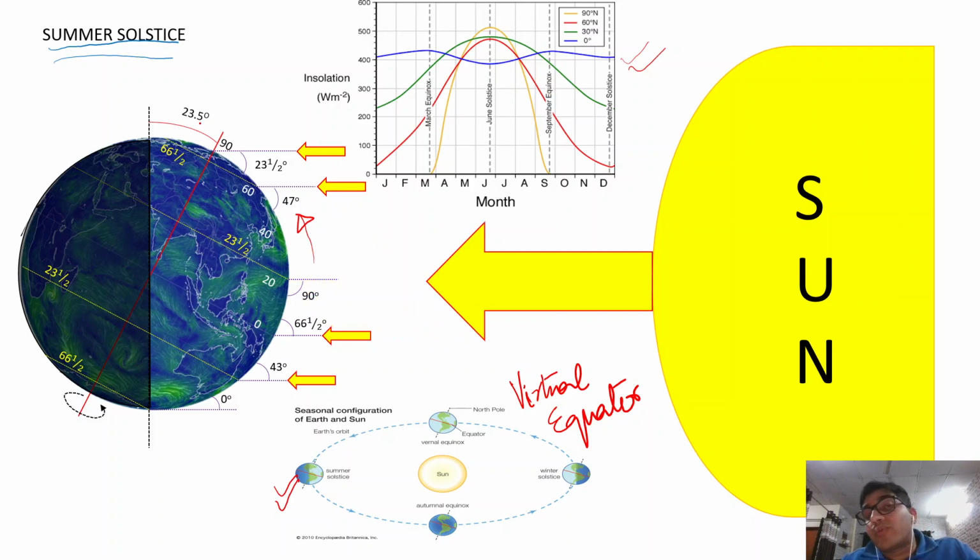So if you get a question which of the following gets the maximum amount of insolation during the summer solstice, answer will be the North Pole, not the equator, not the Tropic of Cancer. Keep that in mind. Okay.